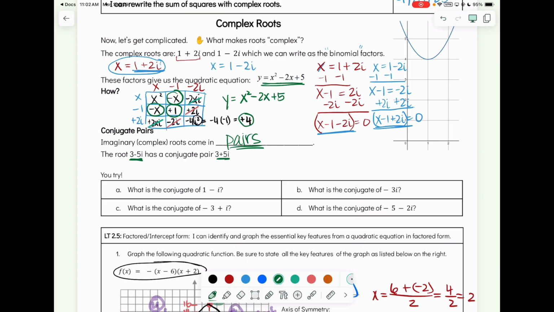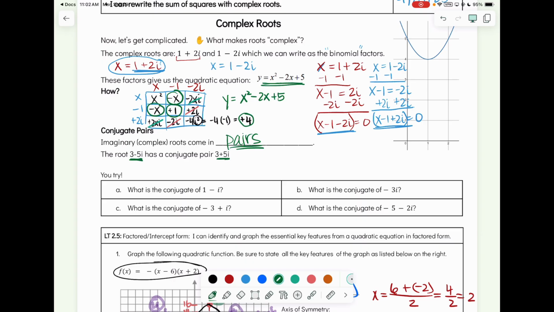Do you see how the 3's remain as 3's? Which ones are the opposites? Just the imaginary piece. Imaginary pieces are the only pieces that are opposite because they need to cancel out. And they do cancel out.